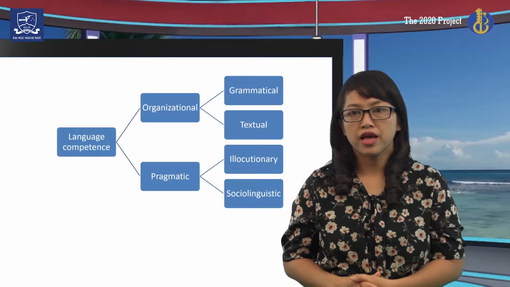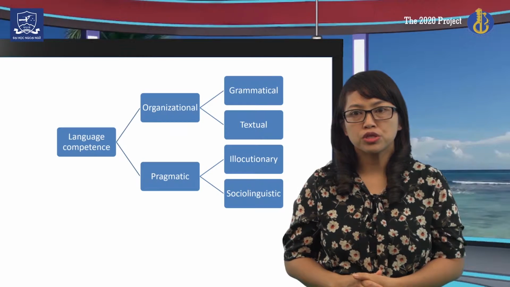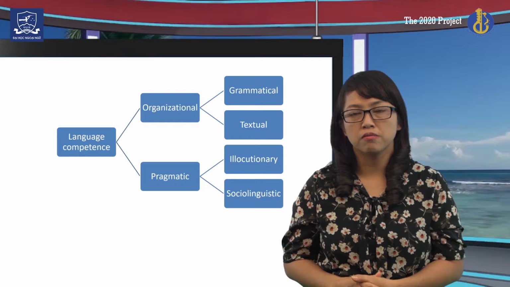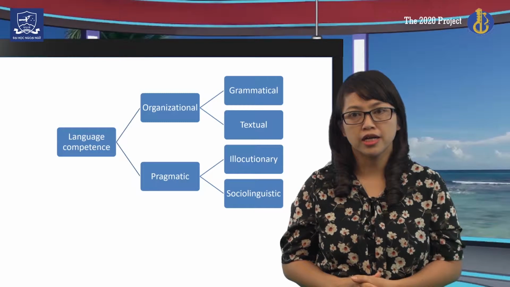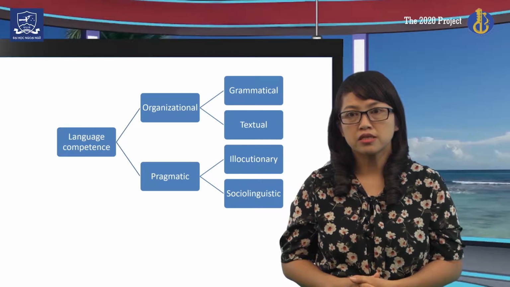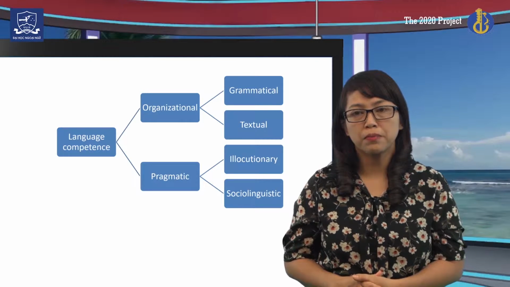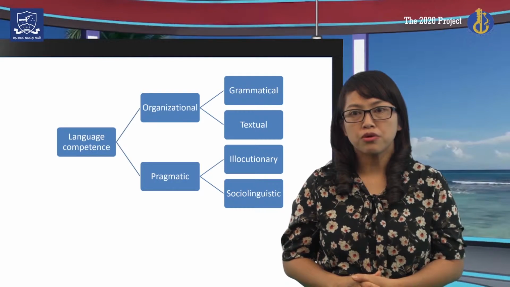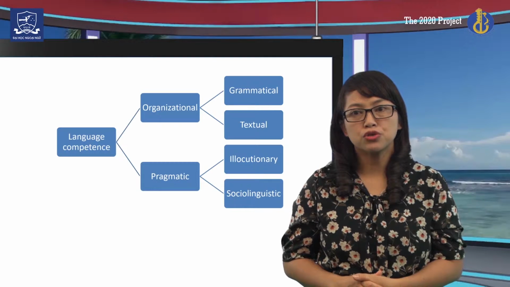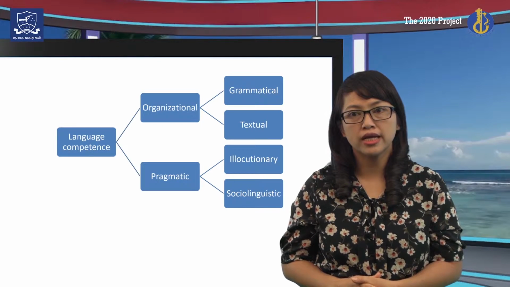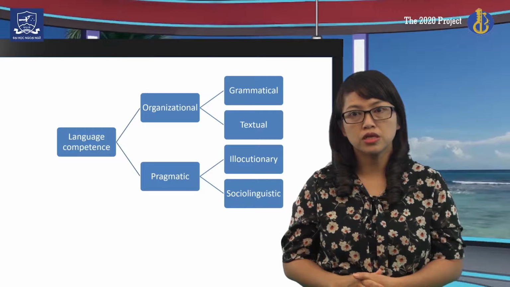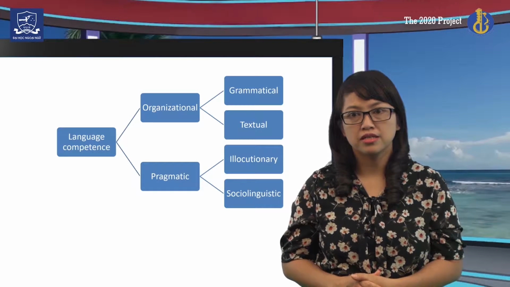Pragmatic competence, on the other hand, indicates the important relation between the user of the language and the context of communication. Pragmatic competence includes illocutionary competence and socio-linguistic competence. Illocutionary competence is the ability to choose among several alternative ways of using English to suit specific purposes, such as to express ideas or feelings or to request things.